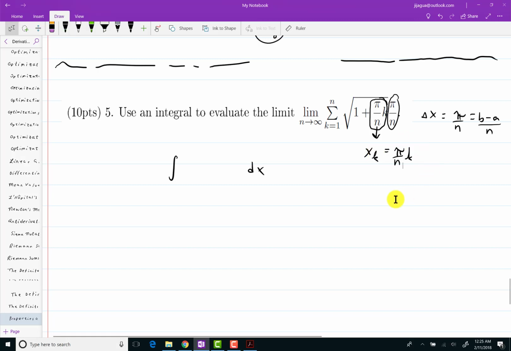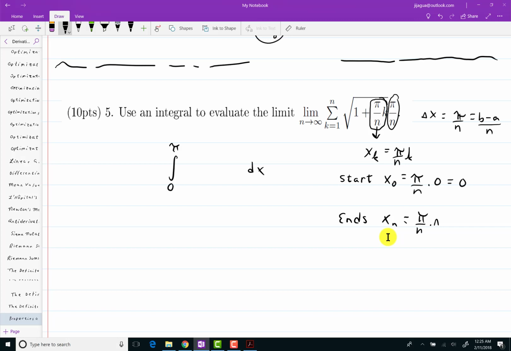Now, here's how you can tell where to start and where to end your interval. Start. Do you remember? Start is when x is 0. That was x sub 0. So I can start it at 0. Well, if the length of the interval has got to be pi, then it ends at pi. But if you really want to know for sure, it ends at x sub n, which is pi over n times n, which equals pi. Okay, now I've got the square root. I have a 1 plus x, and there you have it.